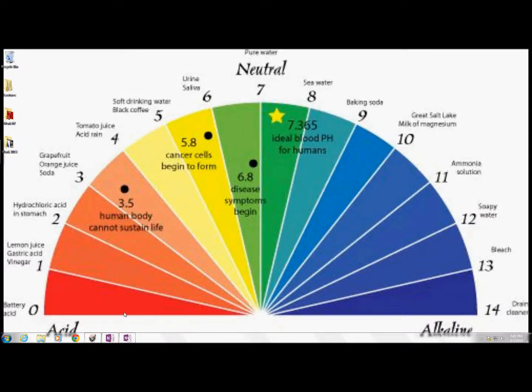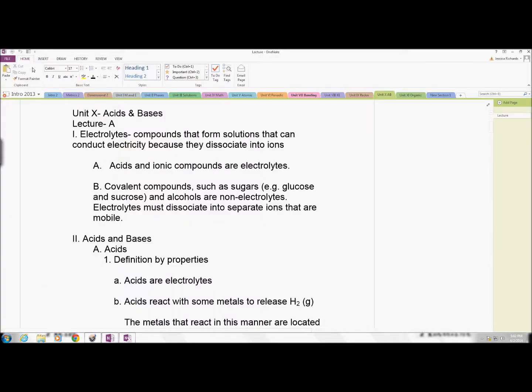Hello, welcome to Unit 10, Acids and Bases, Lecture A. We're just going to talk about basic properties of acids and bases. Before we get started with talking about acids and bases, though, we need to review a few terms and make sure you have the information straight.